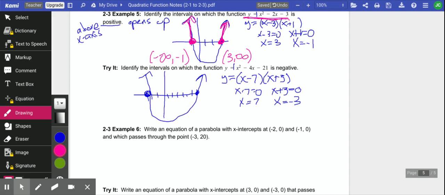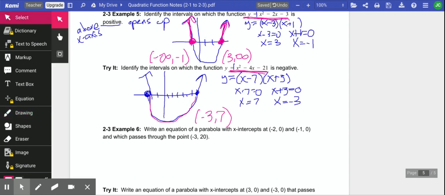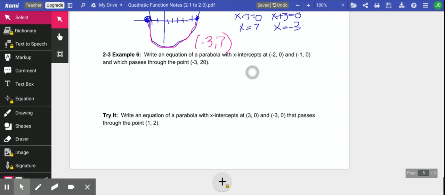Now this time, we are supposed to find the intervals where it's negative. So where it's below the x-axis, and that happens from here to here. So that happens everywhere between -3 and 7. So that's our answer, between -3 and 7. What that means is if you pick a number between -3 and 7 and plug it in here, you're going to get a negative answer.